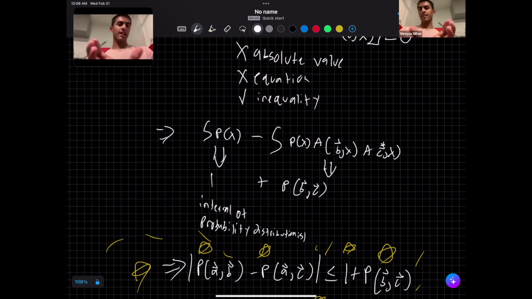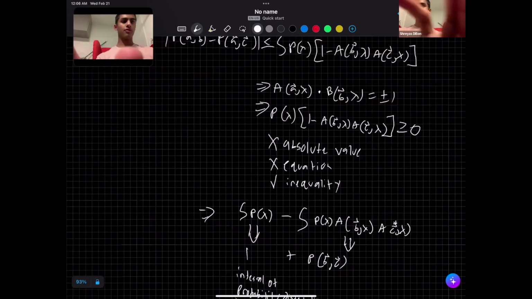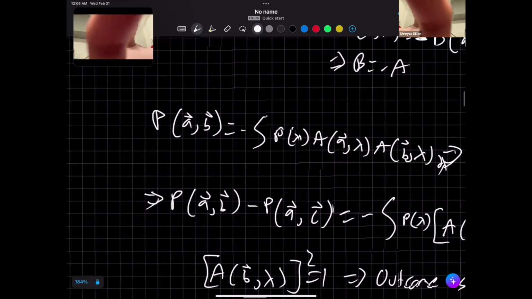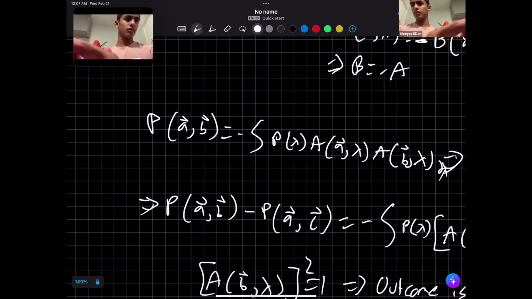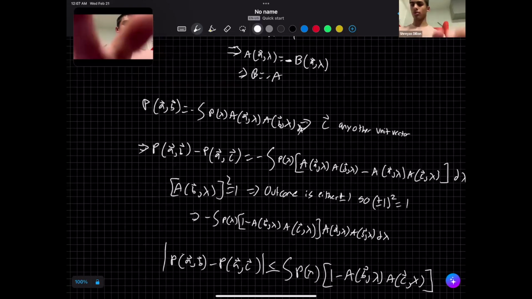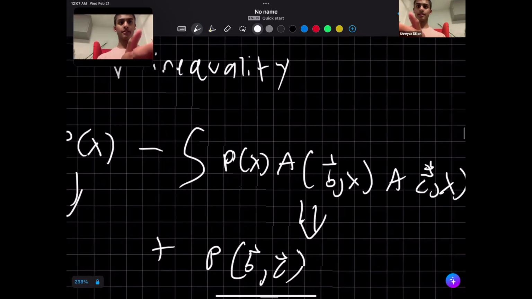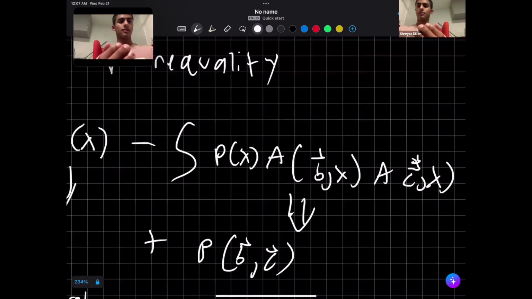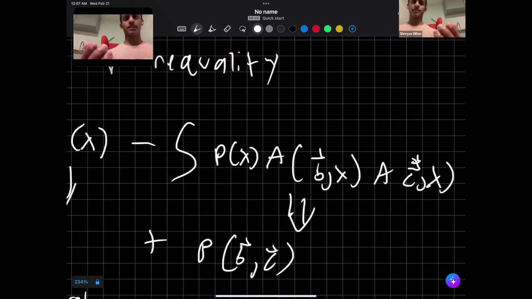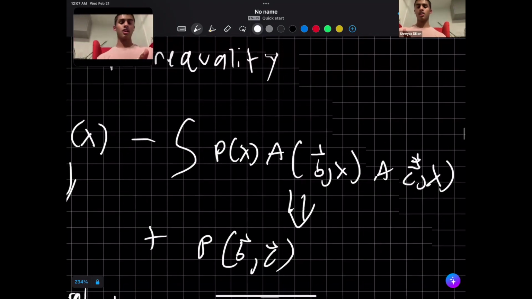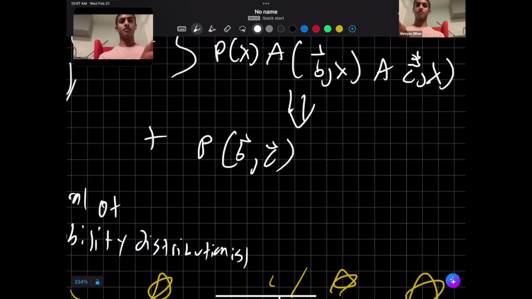And this simplification may seem tricky, but if we go up to what we had before, what we pretty much initially had was the P of A vector comma B vector was negative integral of the distribution times A of A vector times A of B vector. If we scroll down to what we have, negative P of lambda times A of B lambda times A of C lambda. So our only difference is instead of A and B, we have B and C. We can change that to just be P of B comma C.